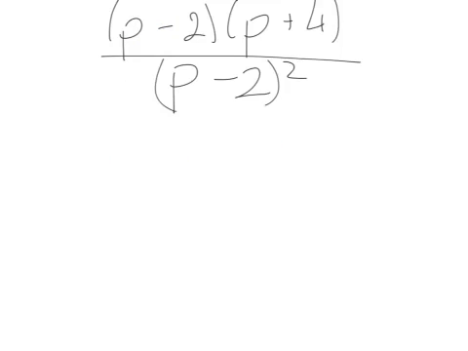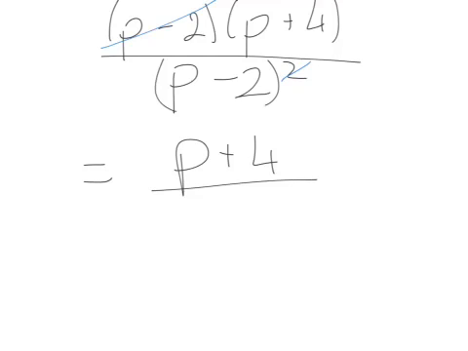Another example, we have p minus 2, p plus 4 all over p minus 2 squared. So again, we can see we can cancel. This p minus 2 will cancel the squared part of the p minus 2 on the bottom, and there's nothing we can do with the p plus 4, so my answer is p plus 4 over p minus 2. Okay, feel free to ask me any questions because this can get a bit tricky.